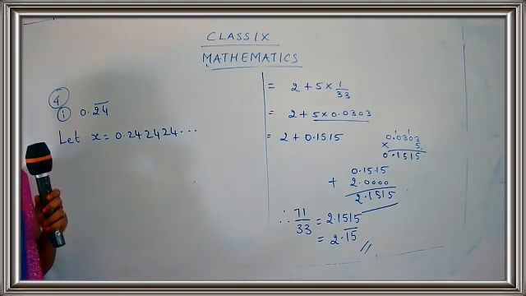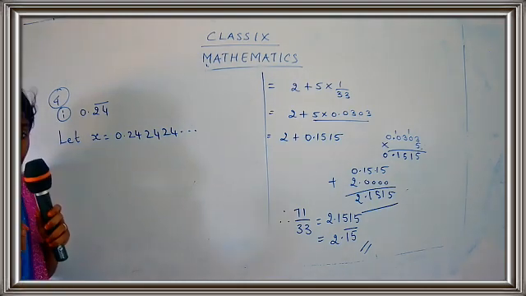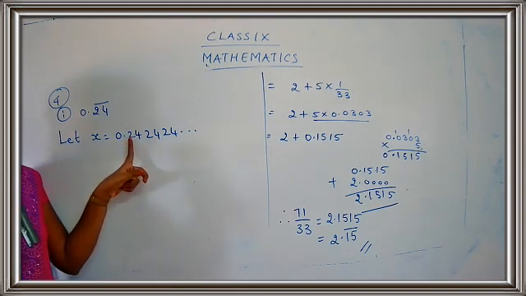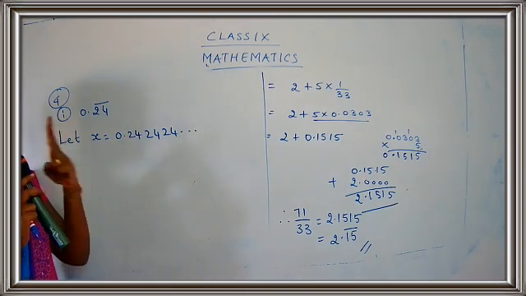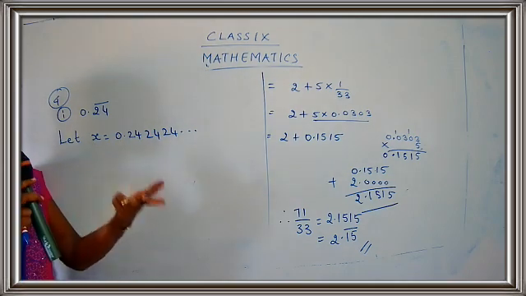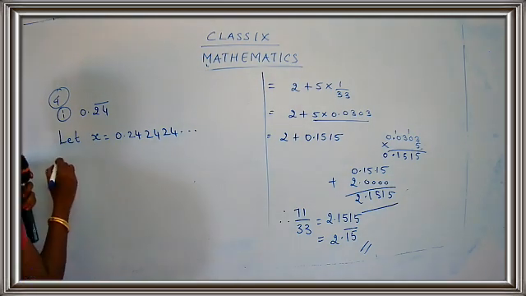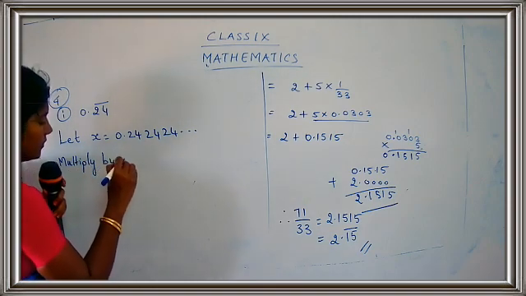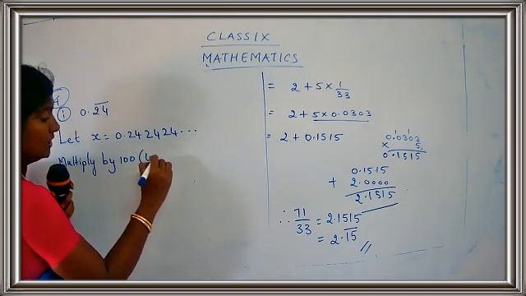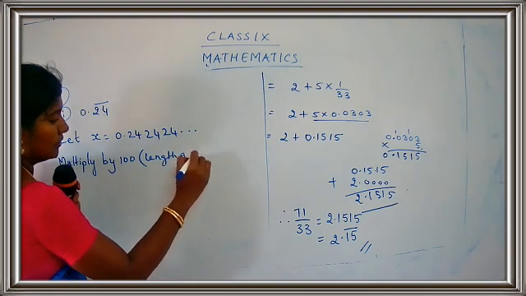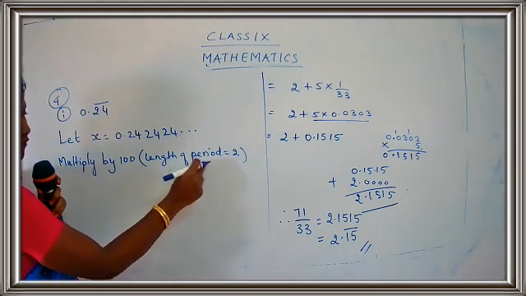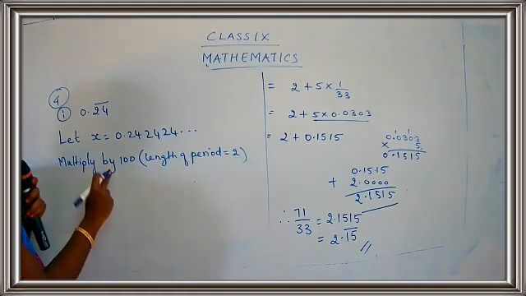So what are we going to do here? We are going to multiply by 100. Why am I going to multiply by 100? Because of the length of the period. What is the length of the period here? It's 2. That is, 2 numbers are going to be repeated. So write down here, length of period is equal to 2. So multiply by 100.